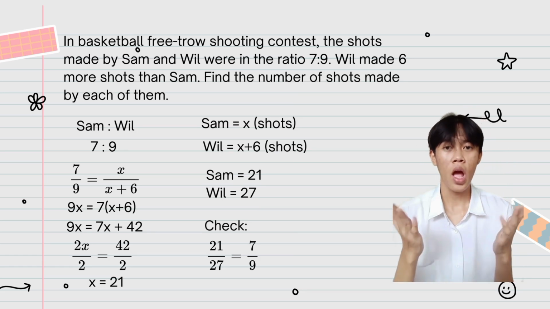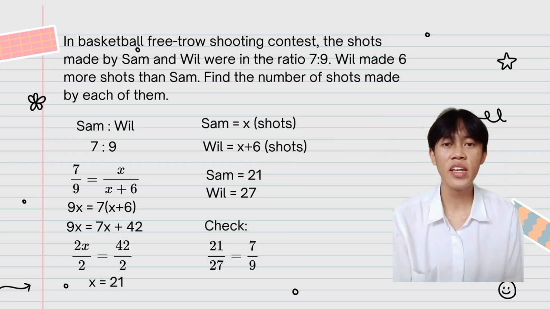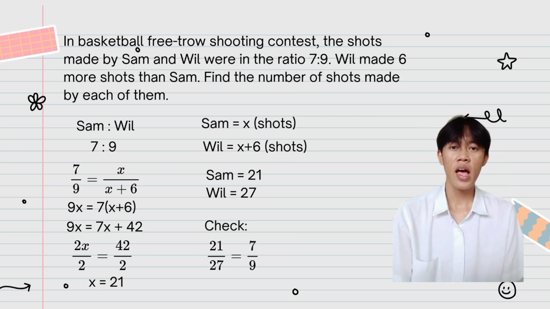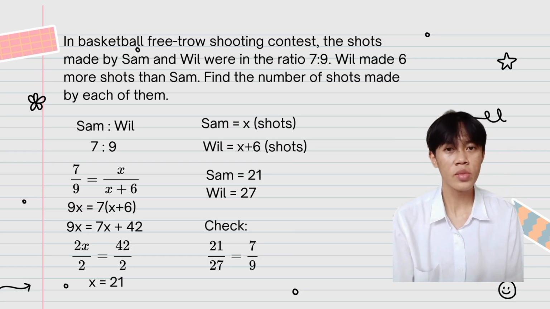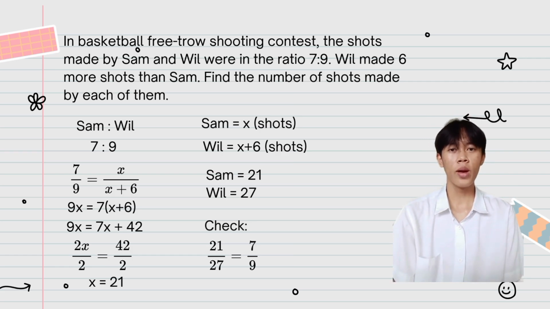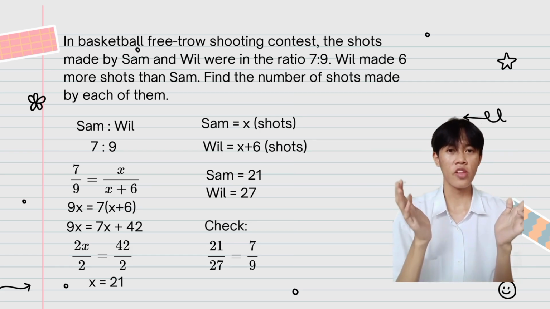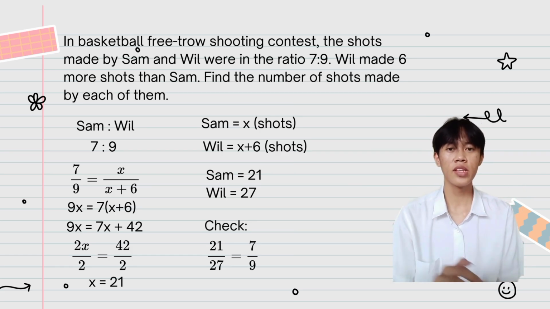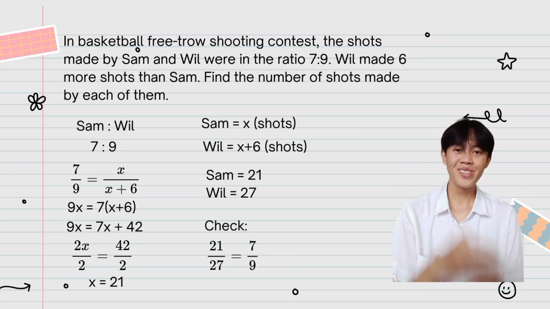So we can see here 27 is definitely 6 more than 21. And when we compare these two numbers by division to set up the ratio, it in fact simplifies to the ratio 7 to 9. Okay, pretty simple overall.